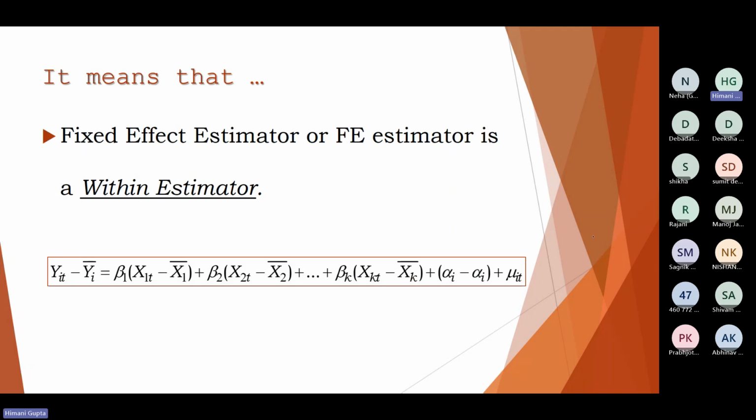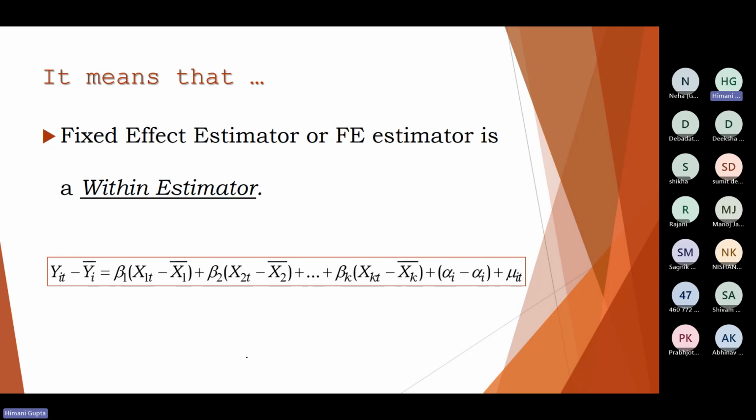So let me move directly to the fixed effect method, which I have already told you is the within estimator. Now see how we are going to do it. As I told you, whatever the problem is sitting in your variable is sitting in your error term, that is time invariant. It will not change with time.